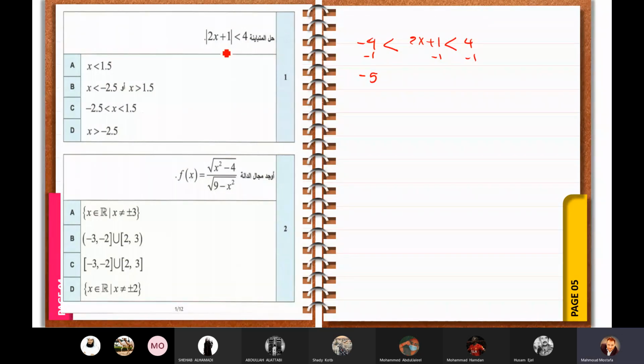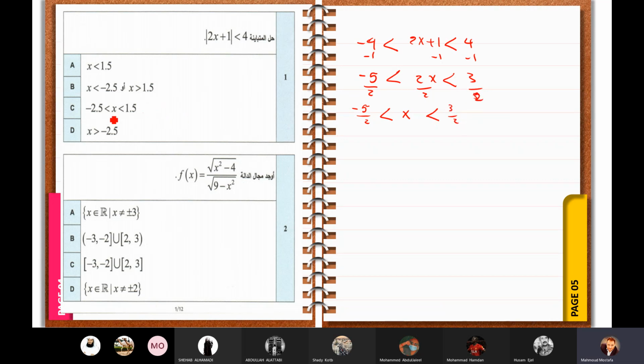So I will take 2x plus 1 less than the same number 4 and greater than the opposite, which is negative 4. So I will add negative 1 to delete 1 from here. So negative 5, 2x, 3. Then divide by 2 because it's 2x, so I have to divide the 3 sides by 2. Negative 5 over 2, and you can keep it as a fraction, no problem. X less than 3 over 2.